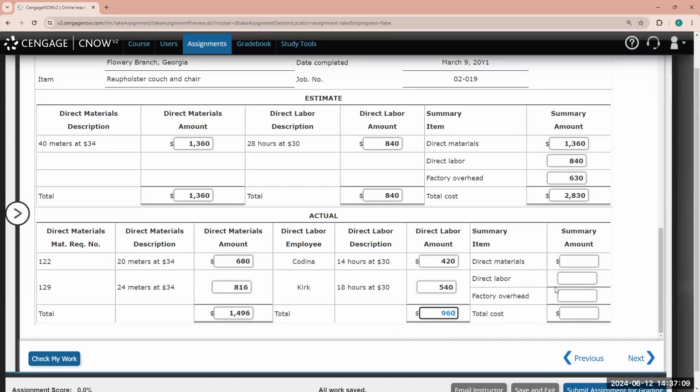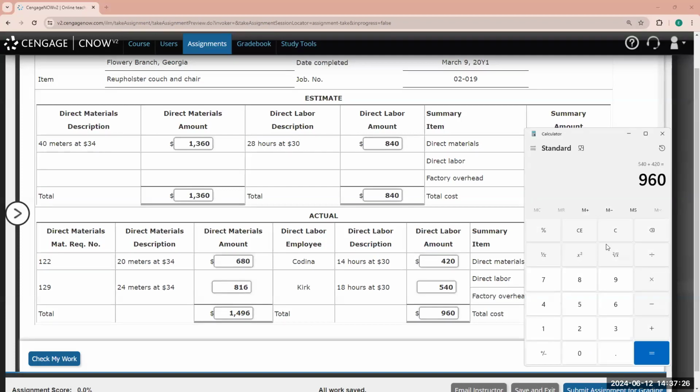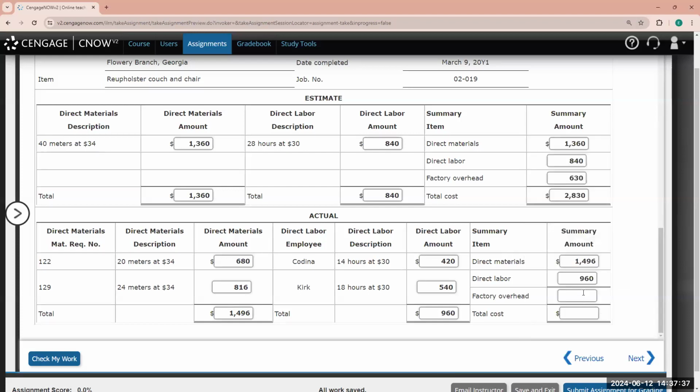So the next part of the problem is us carrying over these totals to the summary item. So our total direct materials is 1,496. Our total direct labor that we carry over to the summary is 960. And then for our factory overhead, as we know, in order to determine the total for our factory overhead, it is based on 75% of our direct labor. So 960, we multiply by 75%, which gives us factory overhead of 720.